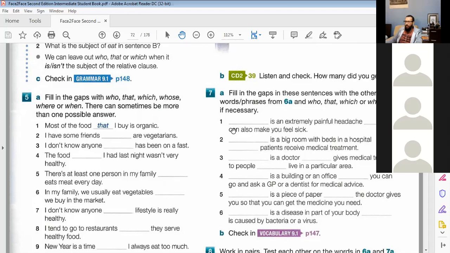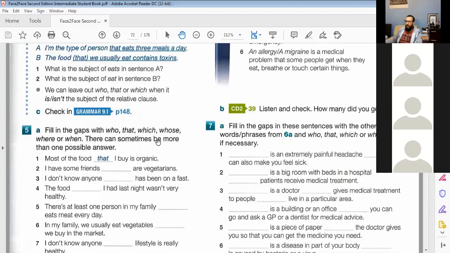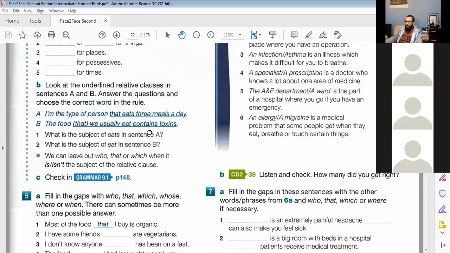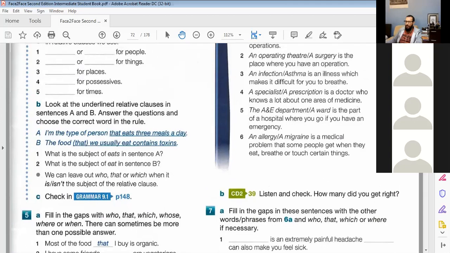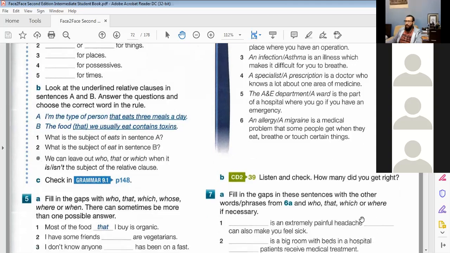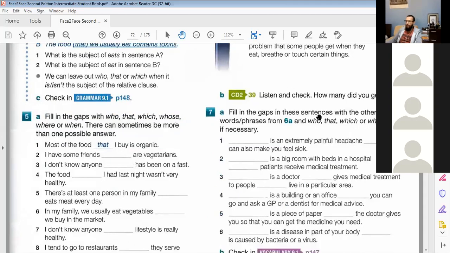Let's do number one. It says something is an extremely painful headache, blah, blah, can also make you feel sick. What do you think, Sana? What's an extremely painful headache that can make you sick? Migraine. A migraine. And what should we write here? Should we use who, that, which, where? What do you think? Which? Correct. You are right.